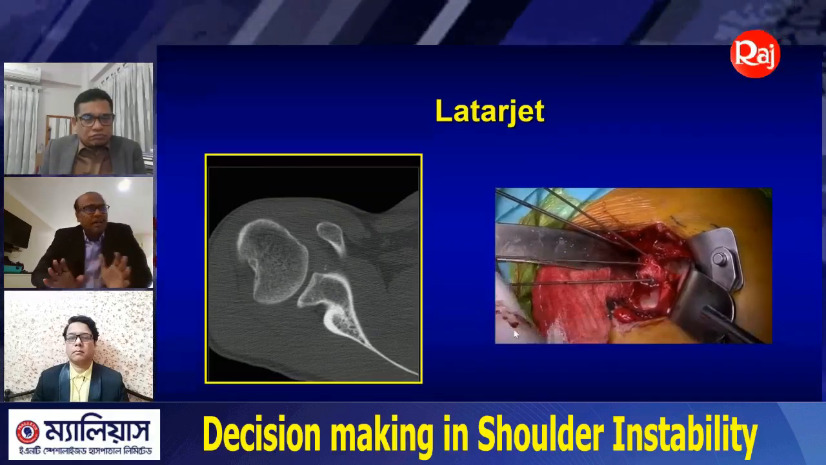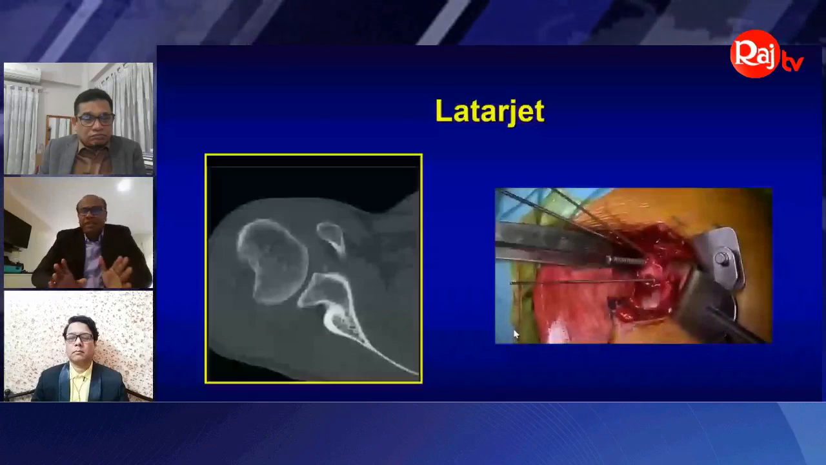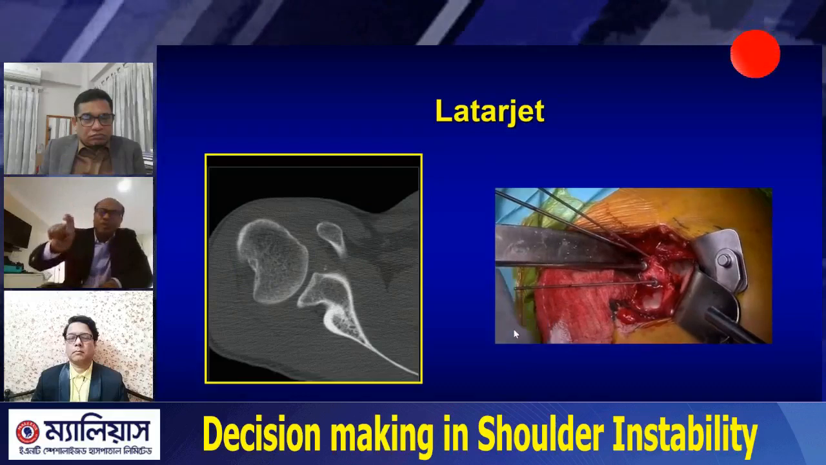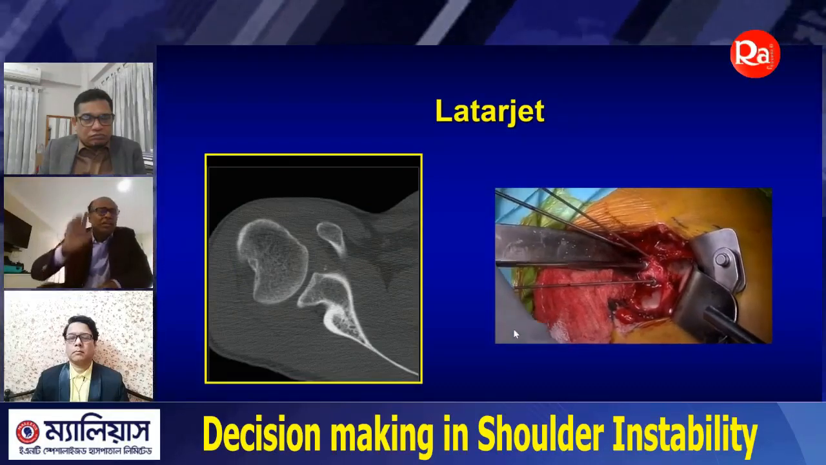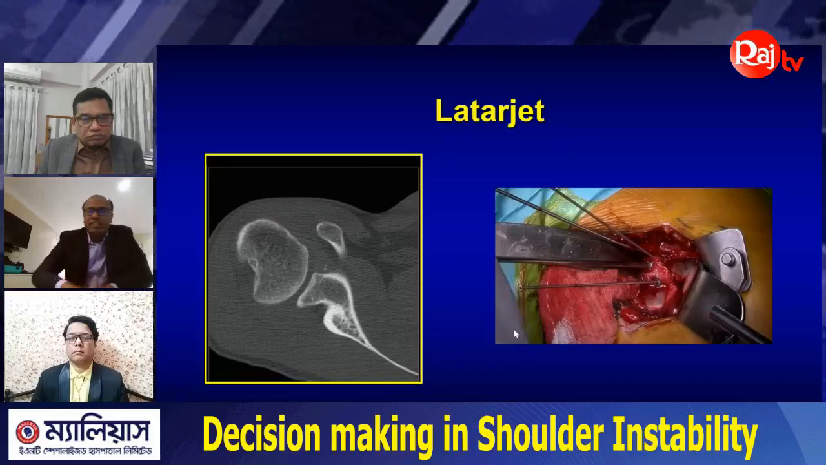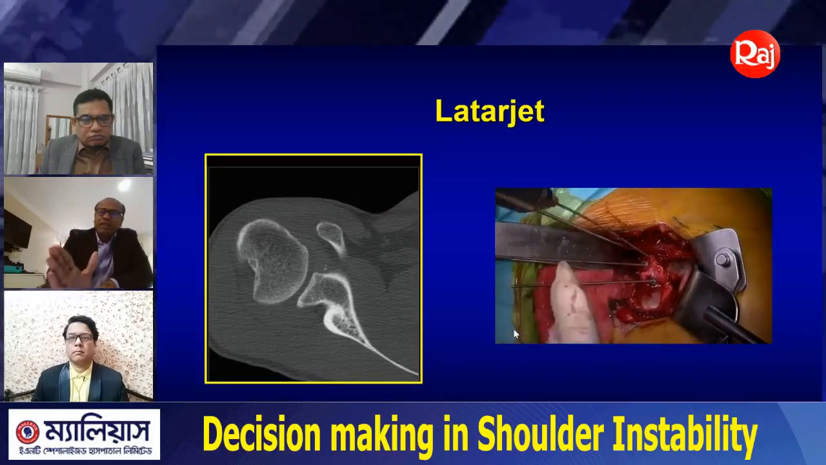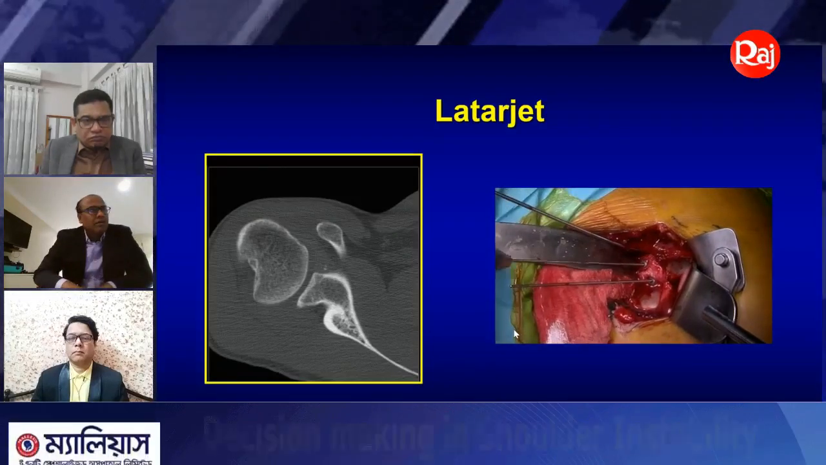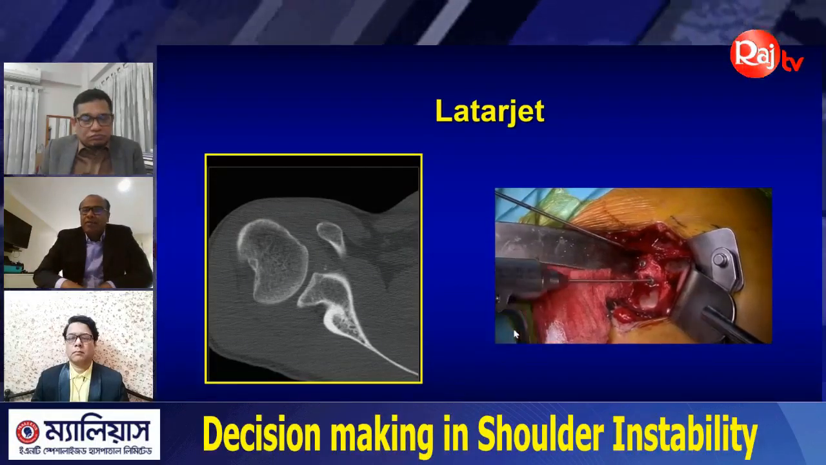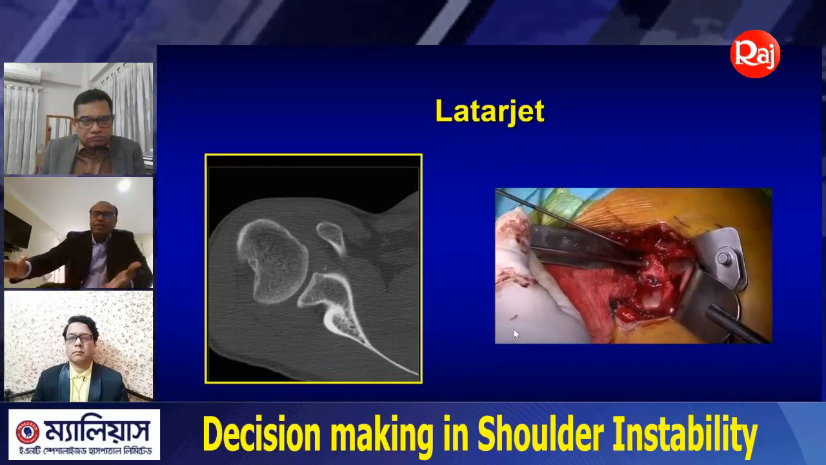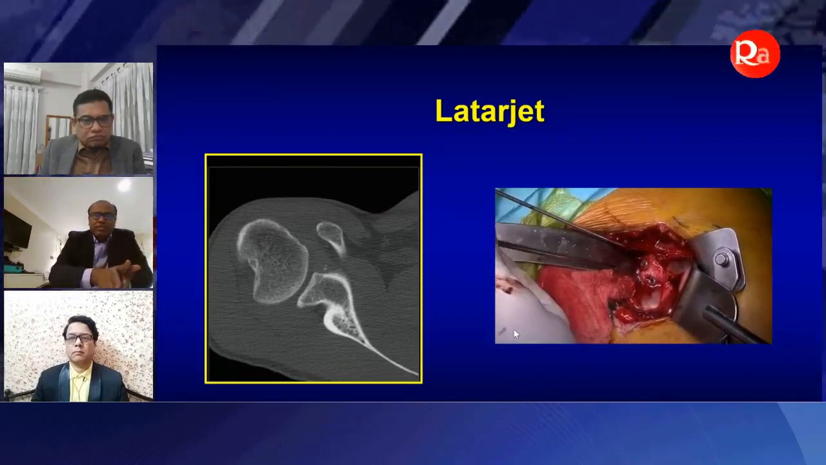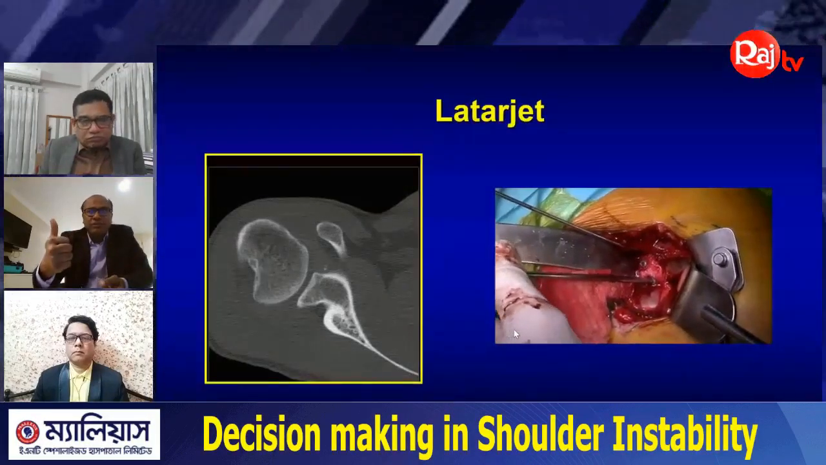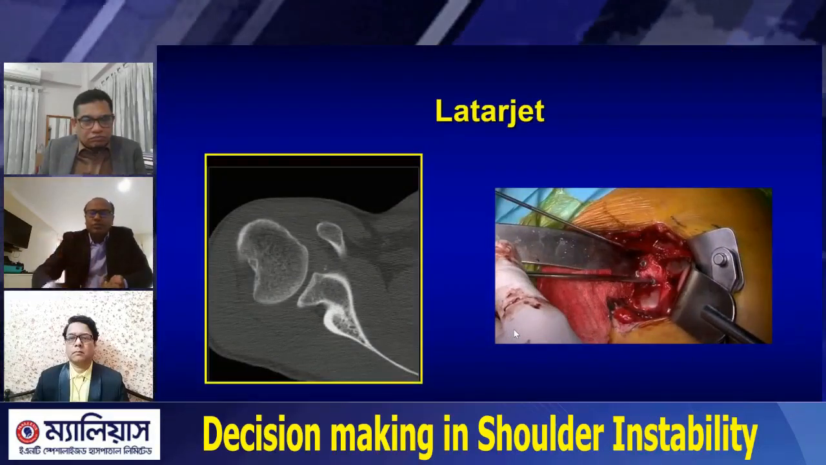Normally I do open Latarjet, and don't feel shy in doing open Latarjet. Try to put your coracoid in the anteroinferior part. Either you can use a congruent arc or a non-congruent arc. Try to put two screws to have good rotational stability, and try to put your coracoid graft at least 1 or 2 millimeters away from the anterior margin of the glenoid. And this is very important. You will see you are increasing the track of the glenoid, so you are compensating for the bone defect also. It's a bone block plus sling plus capsular reinforcement. So a 3-in-1 procedure for Latarjet.